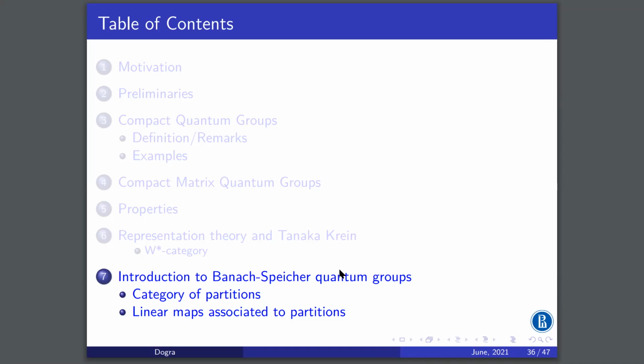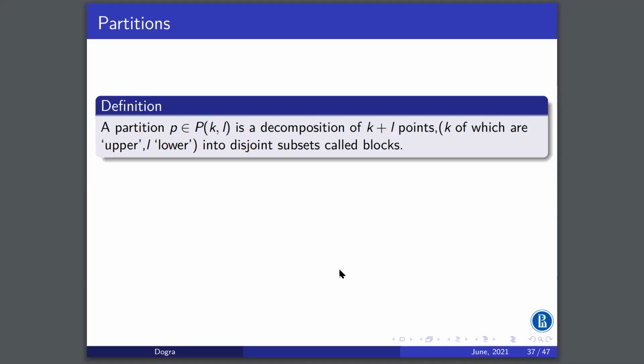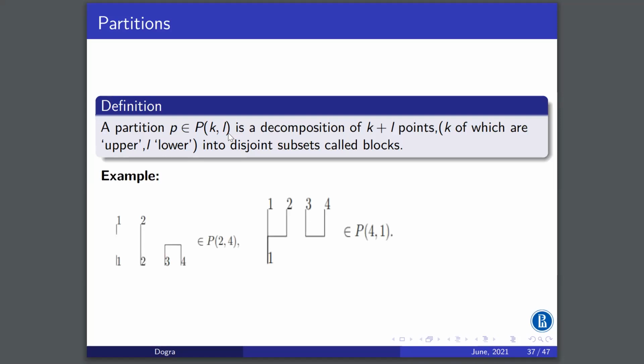For that, we look at the category of partitions. First of all, a partition is defined as a decomposition of k plus l points. We look at partitions that look like this. Basically, we take two elements, k and l. K are called the upper elements and l are the lower elements. And as one would expect, a partition is just their decomposition into disjoint subsets, and they're called blocks.